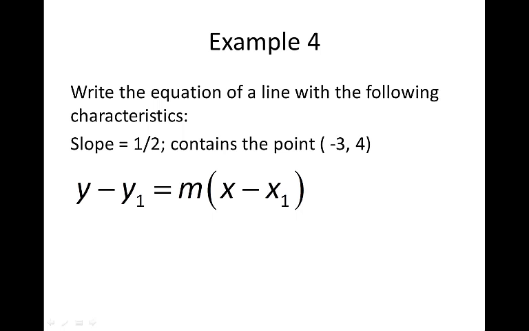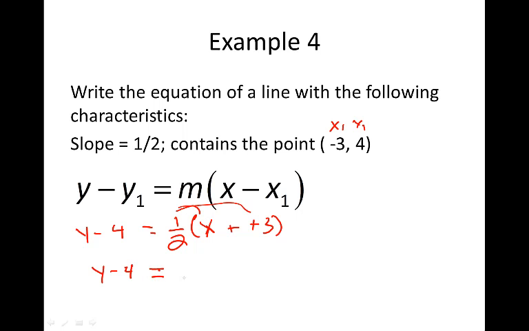So we have y minus y1 equals m times (x minus x1). Plug in your slope and your point. So there's x1, there's y1. So y minus y1, which is 4, equals m, which is 1/2, times (x minus a -3). Okay, so let's say plus a positive. So y minus 4, nothing to clean up on the left. We'll distribute through this 1/2. So I'll have 1/2 x plus 3/2, right? Okay, I had to clean up that 3/2. Now we're going to add 4.